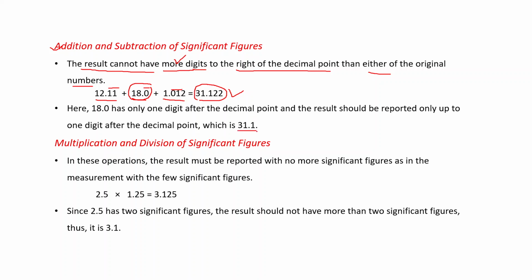Now, in case of multiplication and division, in these operations, the result must be reported with no more significant figures than in the measurement with the fewest significant figures. Take one example, 2.5 multiplied by 1.25, you will get this one. Now, this has 2 significant figures and this has 3 significant figures. We can say this has the least significant figures. That's why the final result must contain 2 significant figures, and that's why this is rounded off to 3.1.